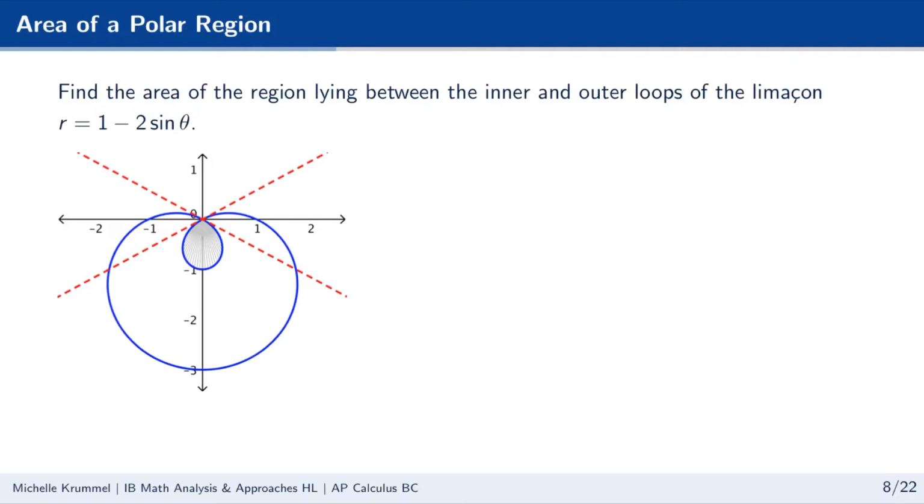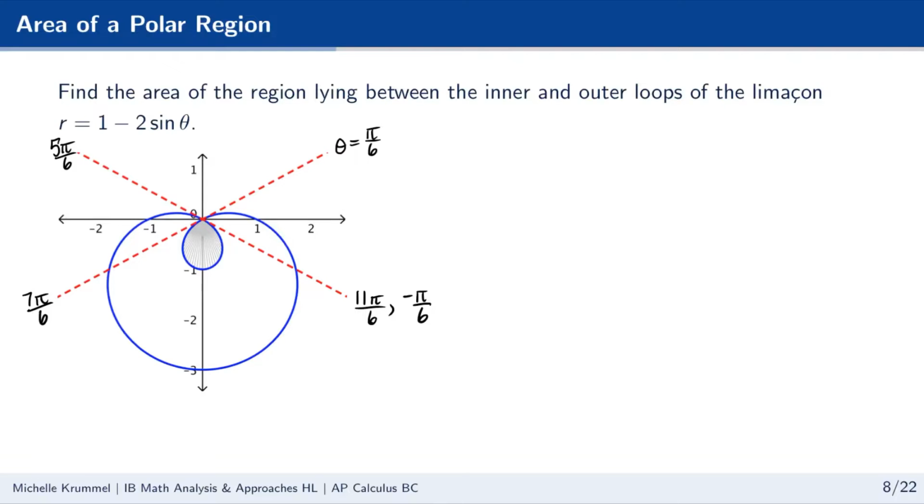let's label some angles here. We know this is our pi over 6. And so on the opposite side, we have 7 pi over 6. This is our 5 pi over 6. And on the opposite side, 11 pi over 6, which we may want to write as negative pi over 6. We'll see how it goes.